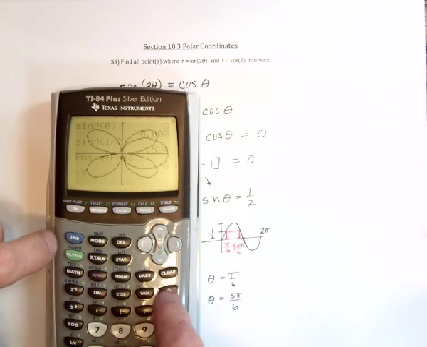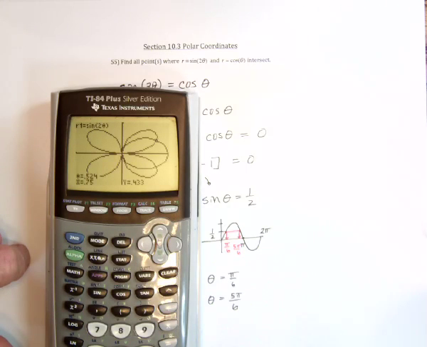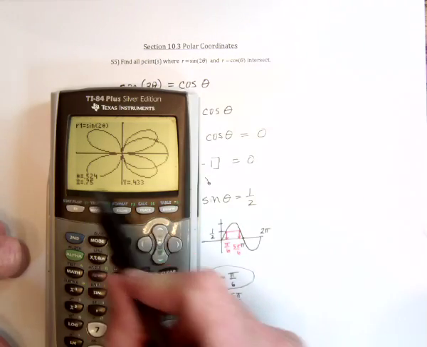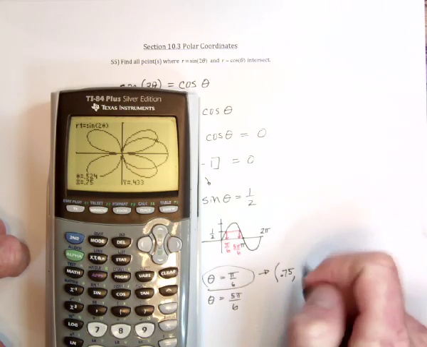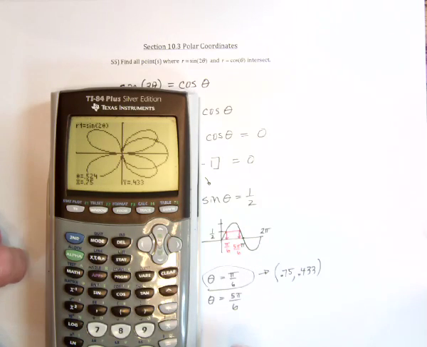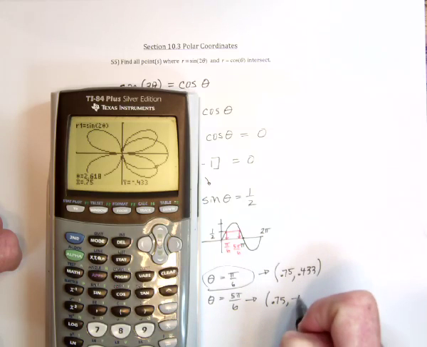How about pi divided by 6? That's a keeper. Pi divided by 6. And the directions say actually find the points. So there's the point, x comma y. So that's going to be 0.75 and 0.433. There's one point of intersection. How about the 5 pi over 6? 5 pi over 6. That's a good one. So it's going to be 0.75 and negative 0.433.